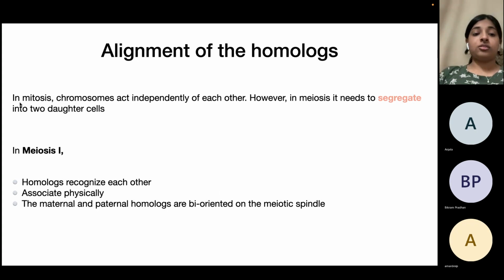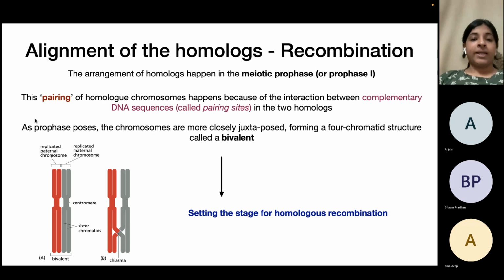So in mitosis, often these homologous chromosomes act independently of each other. Even though you have two copies of, say, chromosome number 22, both of them are oriented differently. They act independently. They are segregated independently. However, in meiosis, they come together and they segregate properly into two daughter cells. So how does this happen? This happens in the meiotic prophase of meiosis 1. So this is termed as prophase 1.